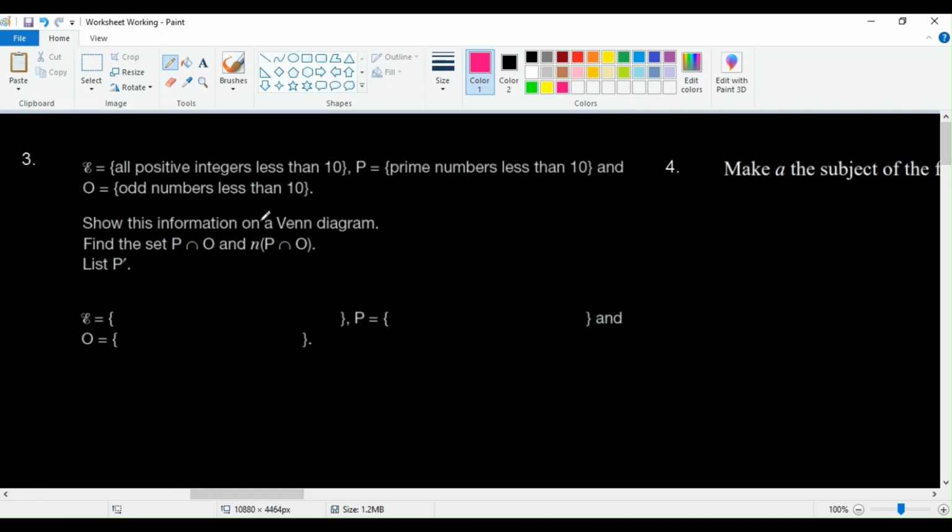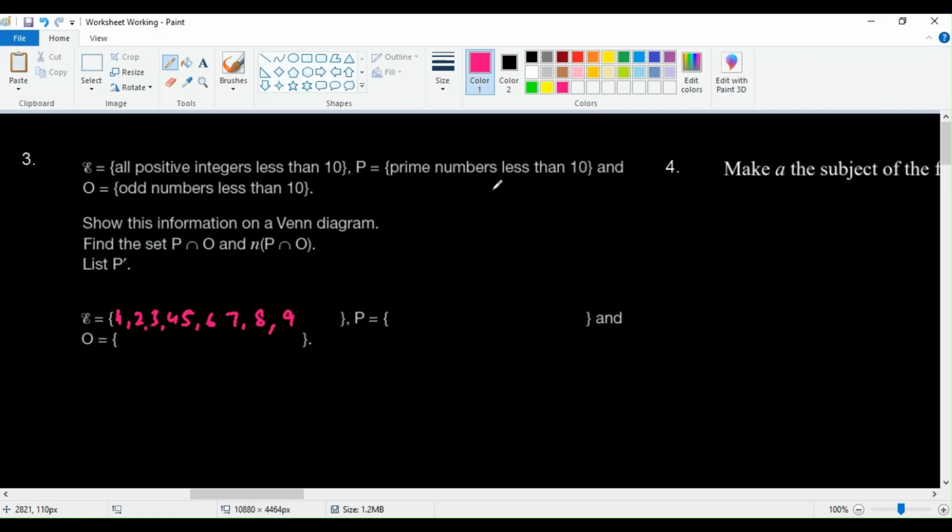In here it says universal set is all positive integers less than 10. That means you'll have 1, 2, 3, 4, 5, 6, 7, 8, and 9. Less than 10 means all the positive numbers that you have. This is the universal set.